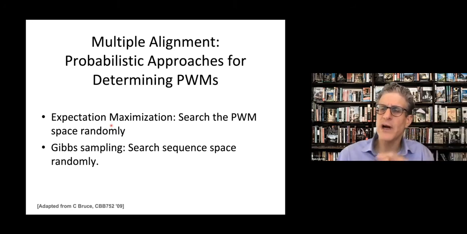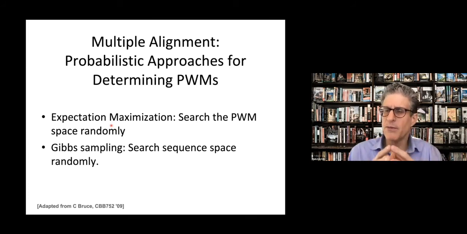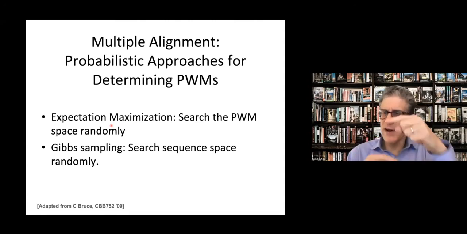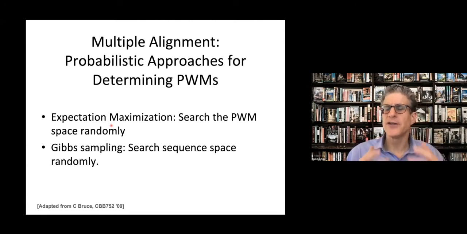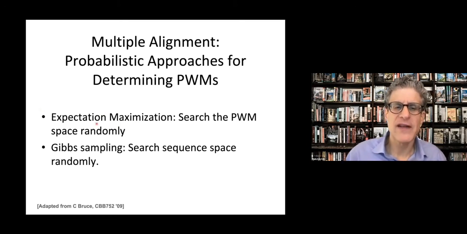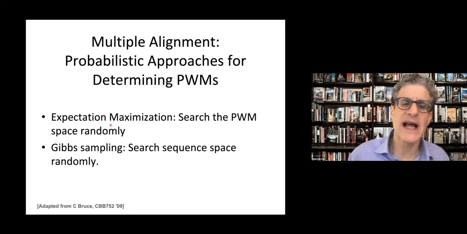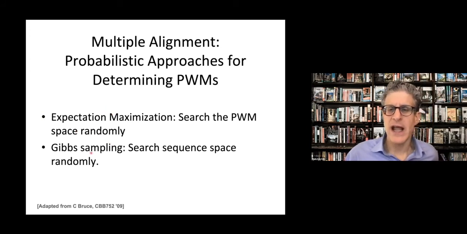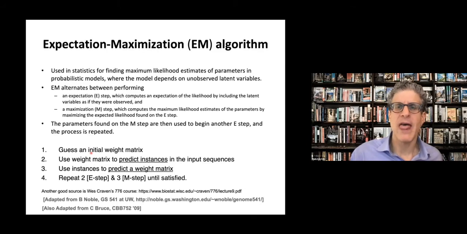But we could imagine a process where the aligning and profile building are happening at the same time. This is a little bit like the local optimum issue that we were talking about earlier, where we were refining the profile and at the same time refining the alignment, doing that together. And so people have developed a number of approaches for doing this. They fall under the umbrella of expectation maximization and Gibbs sampling. And so I'm going to talk to you about these two approaches now briefly.